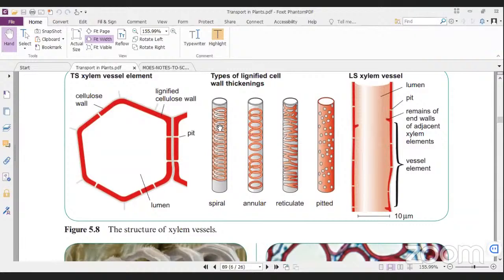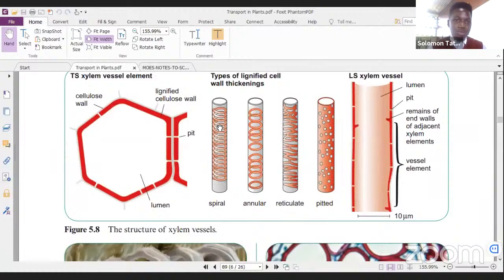I wanted us to look at also the structure of the xylem. Okay, xylem vessel or vessel element. What we see here is that the xylem is lignified. They have lignified cell thickenings, and they are of very many types. We have the spiral ones, the annular, the reticular, and then the pitted lignifications. Okay, so once you're asked to draw the structure of the xylem, keep that in mind.